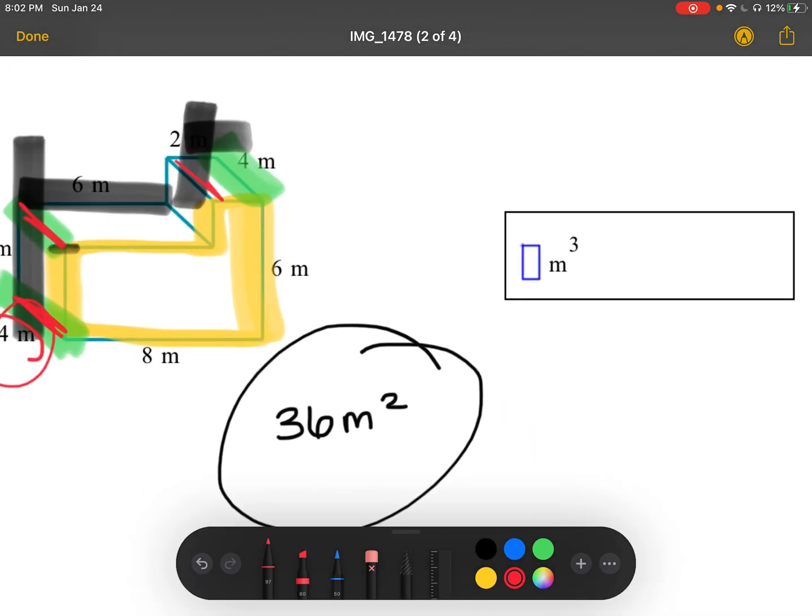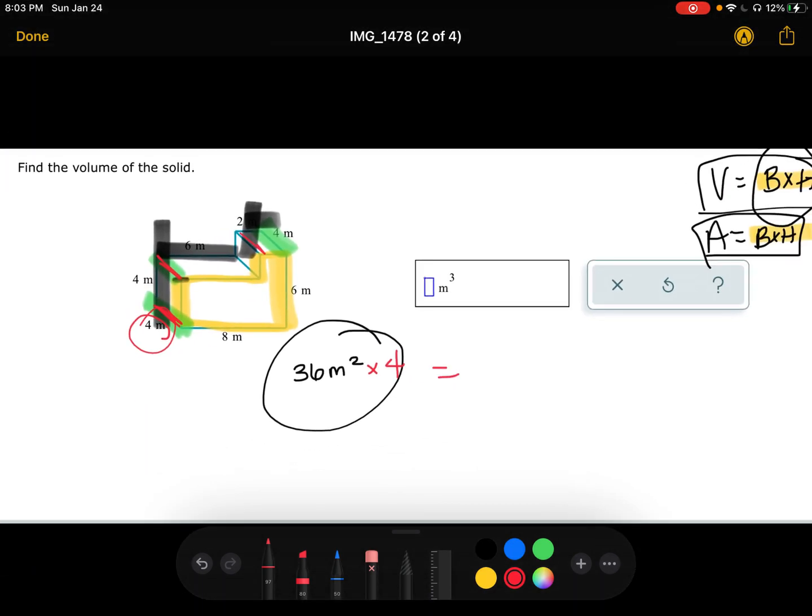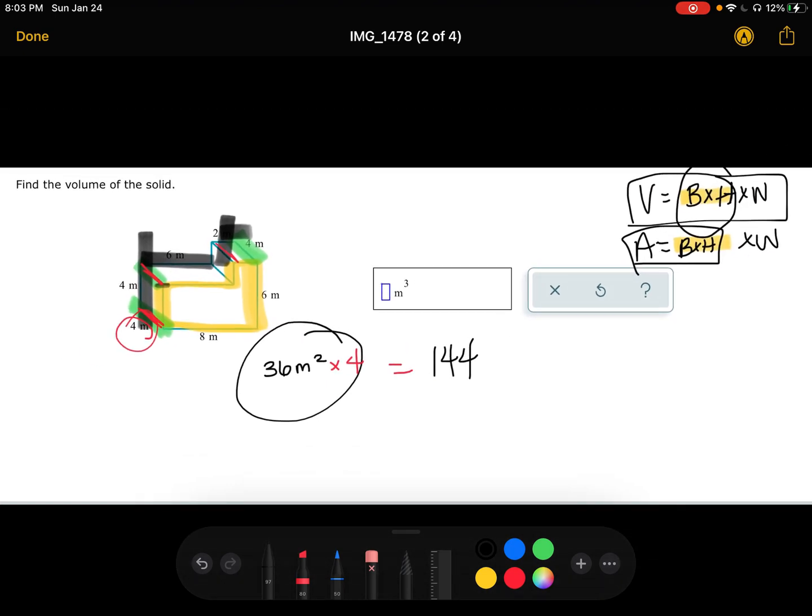So you're gonna say 36 times 4, because that is your width. And 36 times 4 is 144. Now, volume is always meters cubed. If you want to know why that is, that's a whole other conversation, but it's a pretty simple concept.